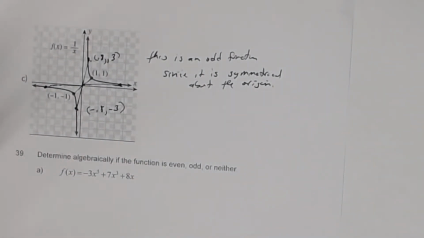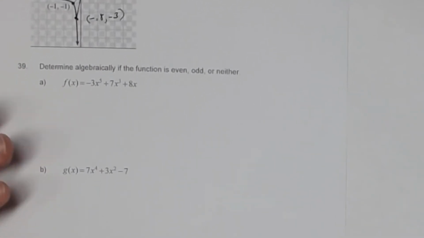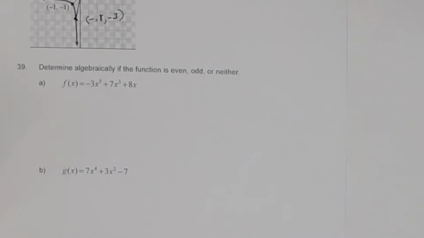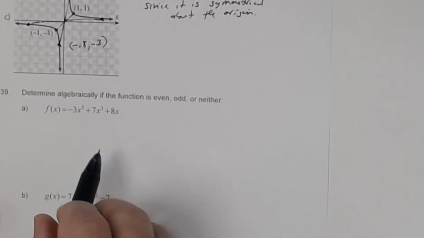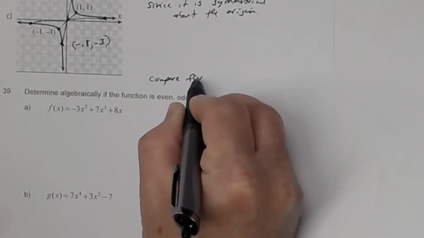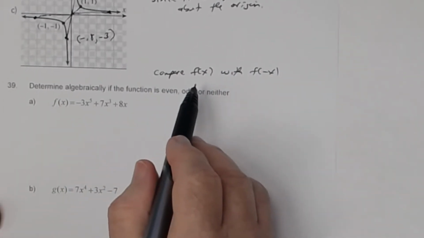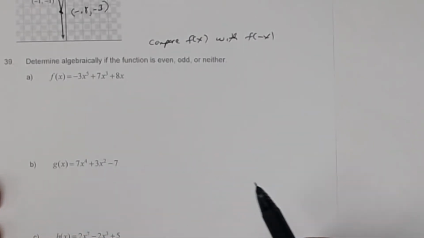All right. Now, in the first three, you were given a graph, and given a graph it's actually easy to determine whether it's even, odd, or neither. Algebraically, though, you're given these algebraic functions. You're not given the graph, but you want to determine algebraically if the function is even, odd, or neither. Now here's the approach you have to take. To determine algebraically, you have to compare f of x with f of negative x, whatever the function is. So if your function is g of x, you will compare g of x with g of negative x.